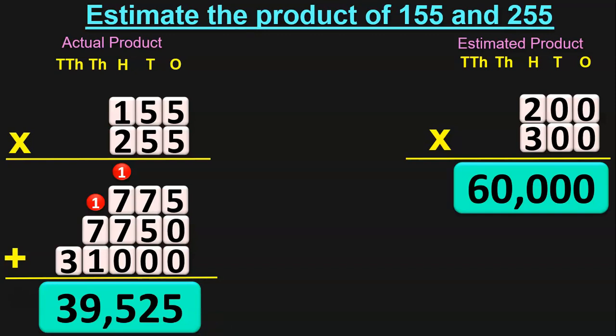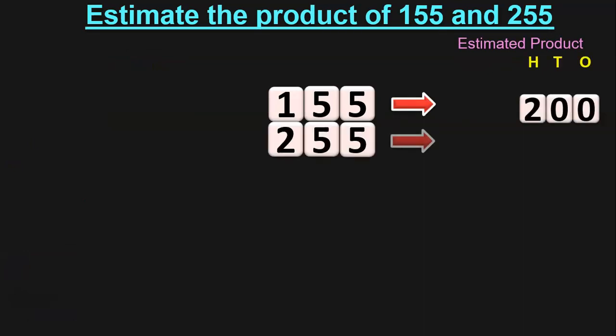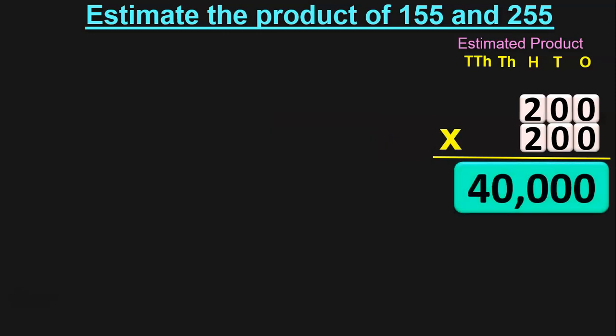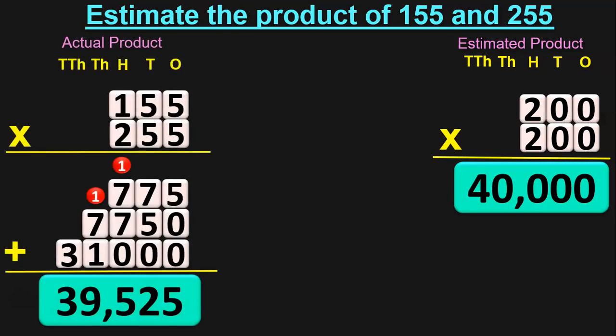So we'll have to adopt our method of rounding up one of the numbers and rounding down one of the numbers. So let us try that out now. What we are going to do now is round up 155 to 200 and round down 255 to the nearest 100 and you get 200. So when you multiply these two, you get the answer to be 40,000. And the actual product, we already saw that the answer is 39,525. And this is a very close answer to the estimated product. So hope, dear viewers, you have understood how we are doing the estimation of products.